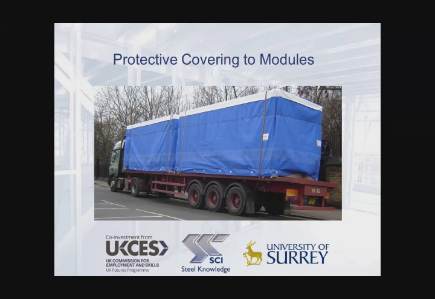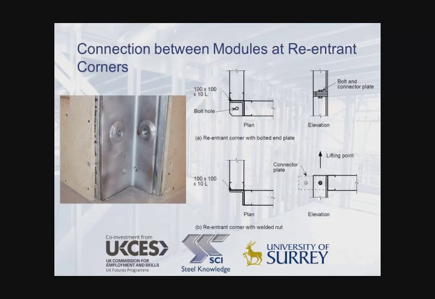This is a good example of protected covering to modules. In this case, 2 modules are installed on one lorry. And the modules are generally connected at re-entrant corners between the modules.